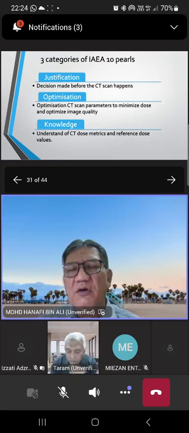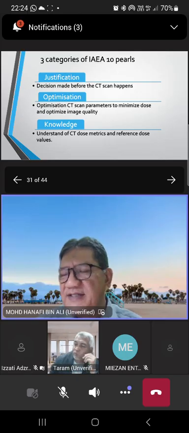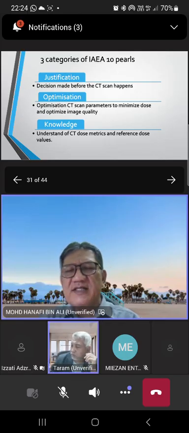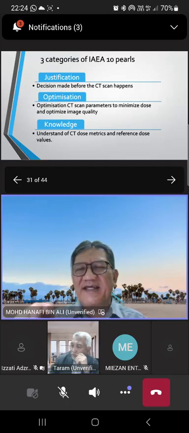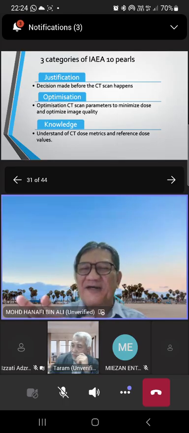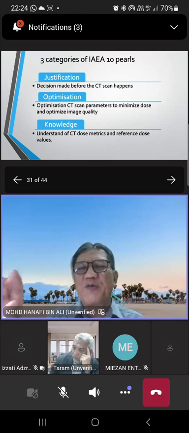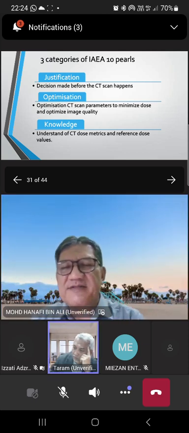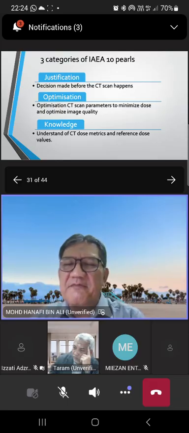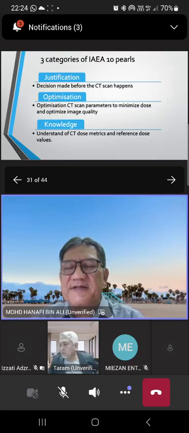If you want to see the protocol of the CT scan, you can go to CT is us. You just type CT, capital C, capital T, IS US. You can get a lot of information about how to deal with CT scan machines. That's very technical information from that side.